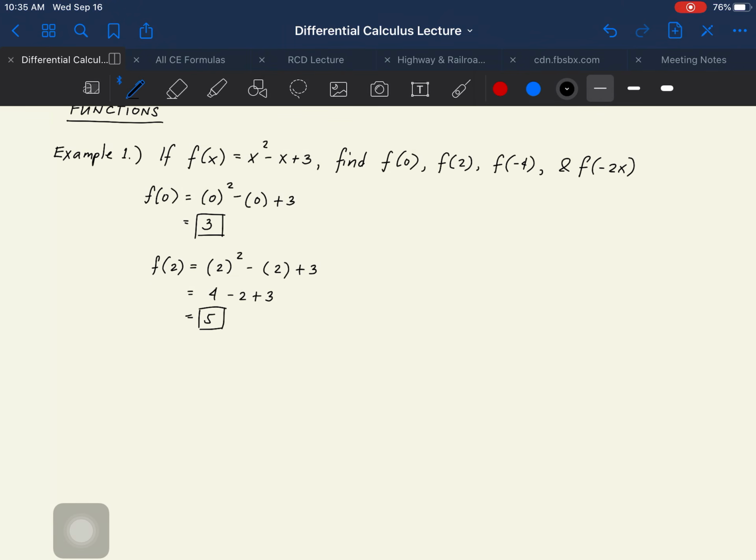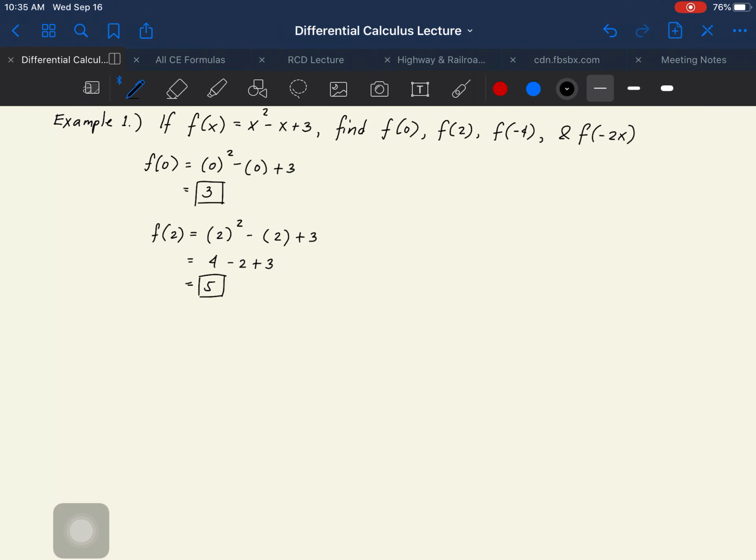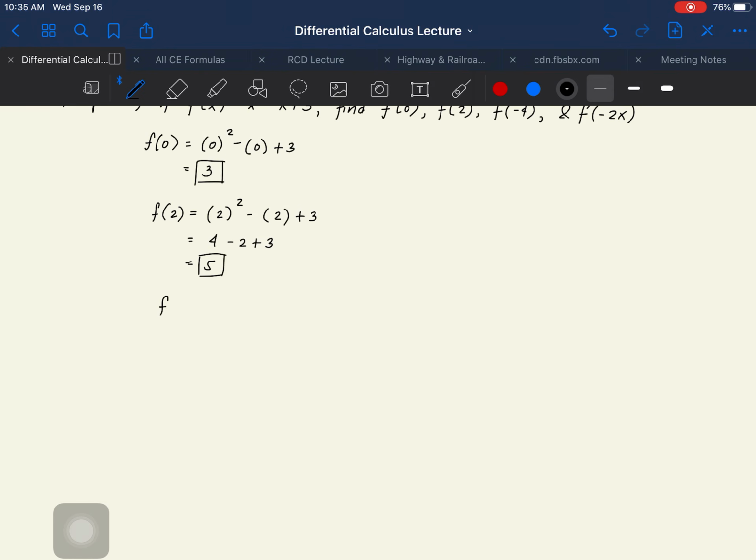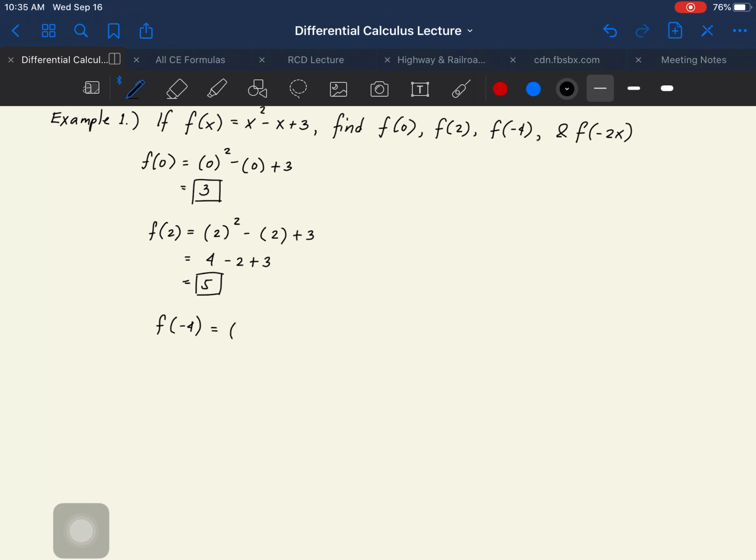Now let's proceed to the next one. Finding the value of f of negative 4 in the equation. So that will be substituting the value of negative 4 in x. So that is negative 4 squared minus, now look at this. Now this is the reason why I want to use parentheses whenever I make substitution.